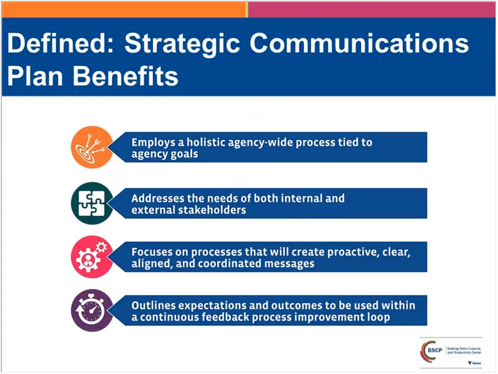So since strategic communication processes involve standardization across multiple divisions in SEAs, creating a formal strategic communication plan can help by employing an agency-wide process that's tied to agency goals, so that green circle in the middle that our framework has. And then, as I said, it addresses the needs of both internal and external stakeholders. And it focuses on processes that will create proactive, clear, aligned, and coordinated messages, and outlines expectations and outcomes to be used within a continuous feedback process improvement loop.